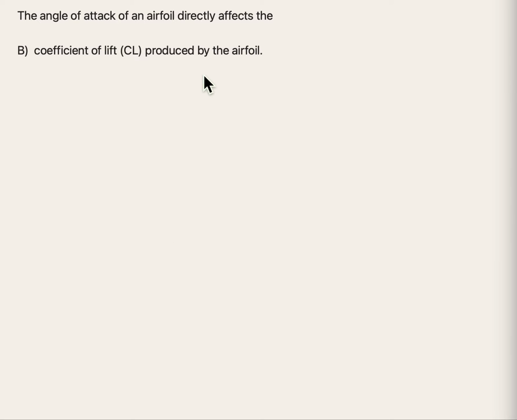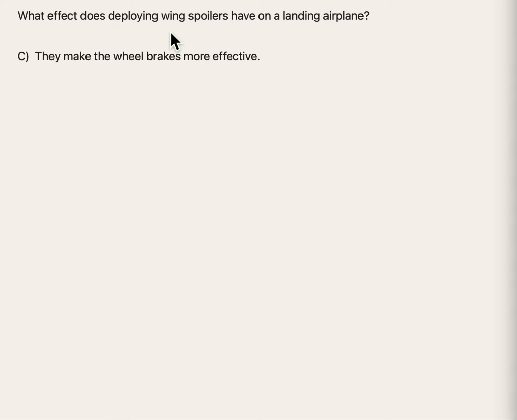The angle of attack of an airfoil directly affects the coefficient of lift produced by the airfoil. What effect does deploying wing spoilers have on landing an airplane? They make the wheel brakes more effective because it reduces the lift.